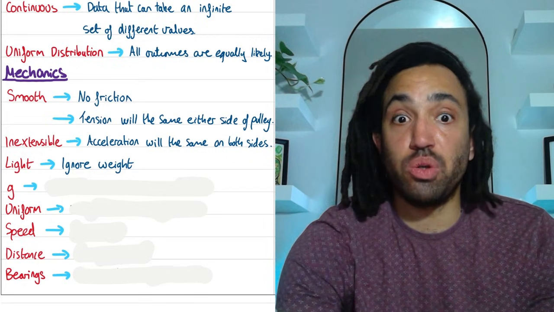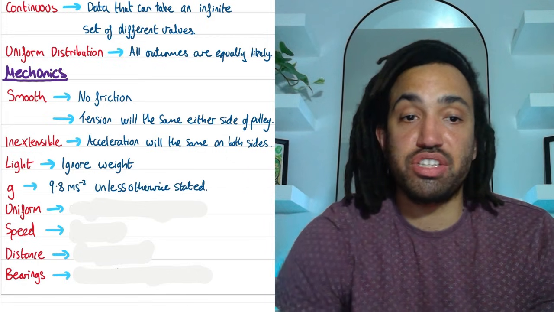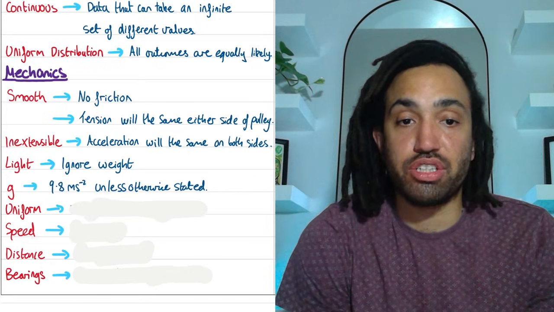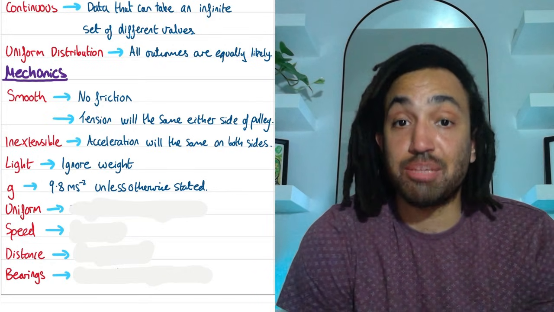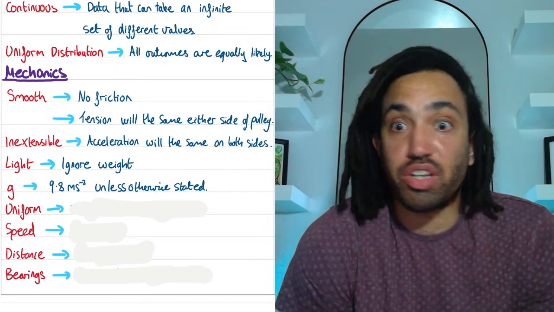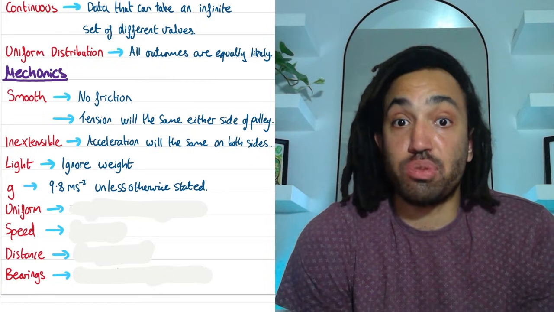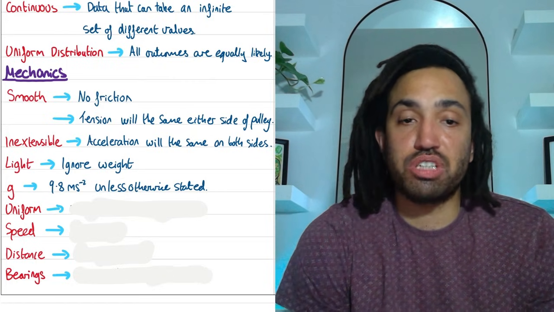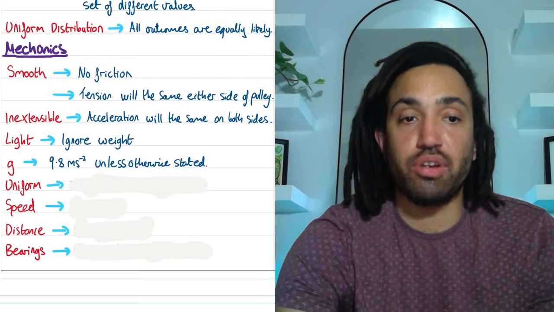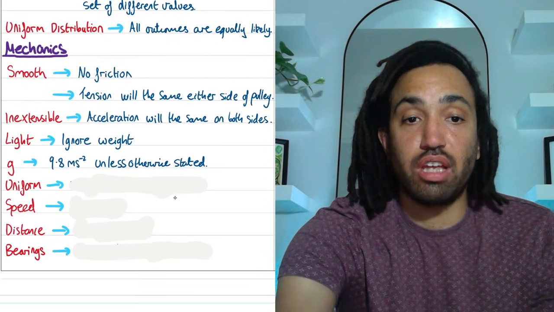Light means we could ignore weight. G is 9.8 meters per second to the -2, unless otherwise stated. Sometimes they randomly just, I don't know why they do this, say in this question, use G as 10. So watch out for that, because you might lose marks if you overlook that.